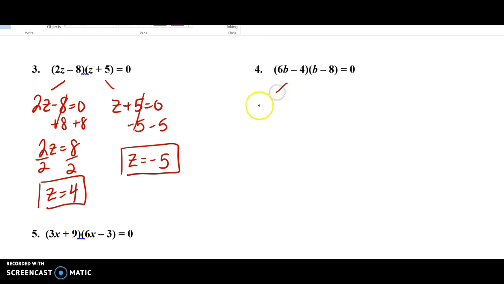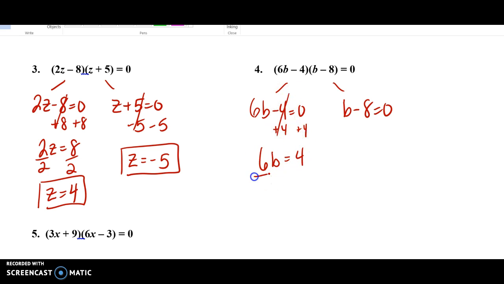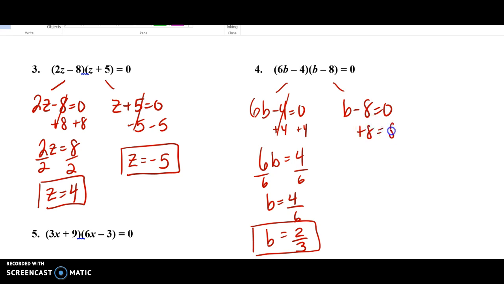For number 4, 6b minus 4 is set equal to 0, and b minus 8 equals 0. I'm going to add 4 to both sides. We get 6b equals 4. Divide out the 6. We get b is equal to 4 over 6, and we can simplify that as 2/3. We can leave that in fraction form. The other equation, we're going to add 8 to both sides. So we have b is equal to 8.